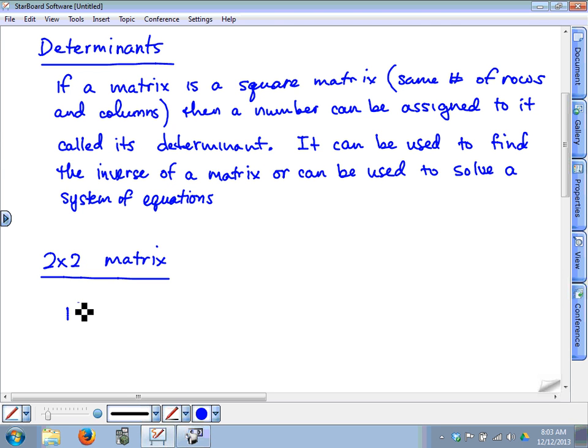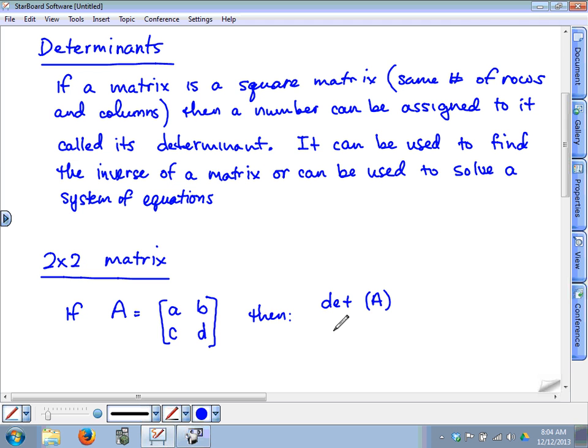So, if matrix A is that matrix right there, then, now there are a couple of different notations for determinant, and you've got to be familiar with all of them. The book may ask you to find this, D-E-T, and then put the capital letter A in parentheses. That means find the determinant.